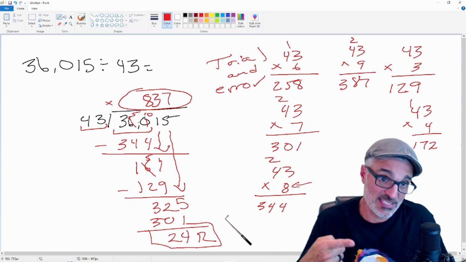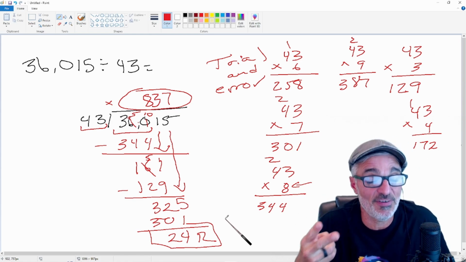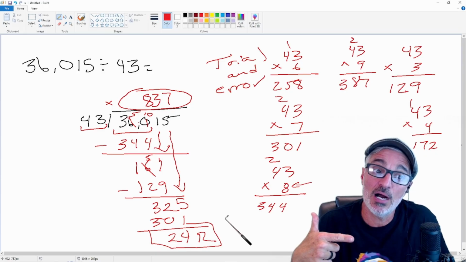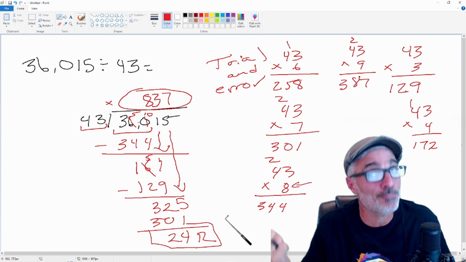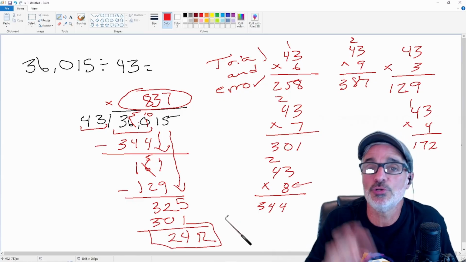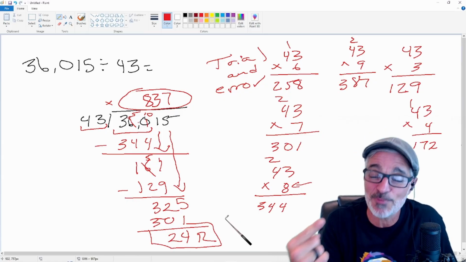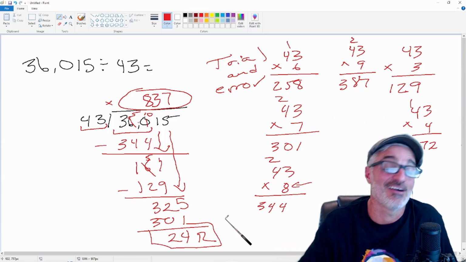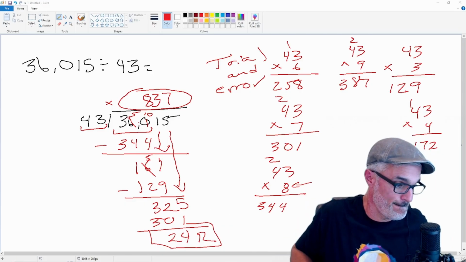Okay, so this is division by 2-digit divisors. And now when we get to the classroom, we're going to do a lot of practice on this. You can do it like this, and then I'll even show you a few shortcuts that you can use. But let's practice this now in the classroom. Let's go.